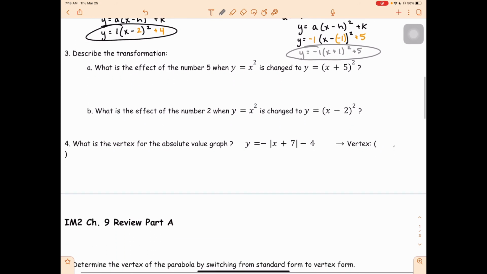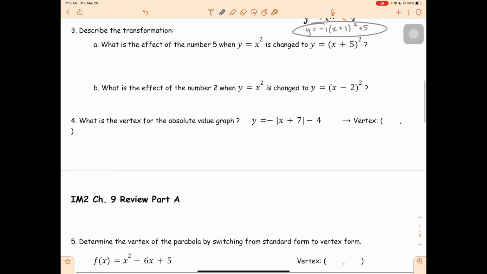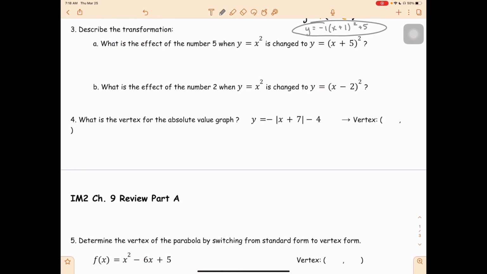All right, so number 3, describe the transformation. So what is the effect of the number 5 when y equals x squared is changed to y equals x plus 5 squared? So it's basically asking, what did that plus 5 do here? Well, we know that technically that would have been x minus a -5 because the h is always the opposite. So if our h is a -5, that means we move to the left 5 units.